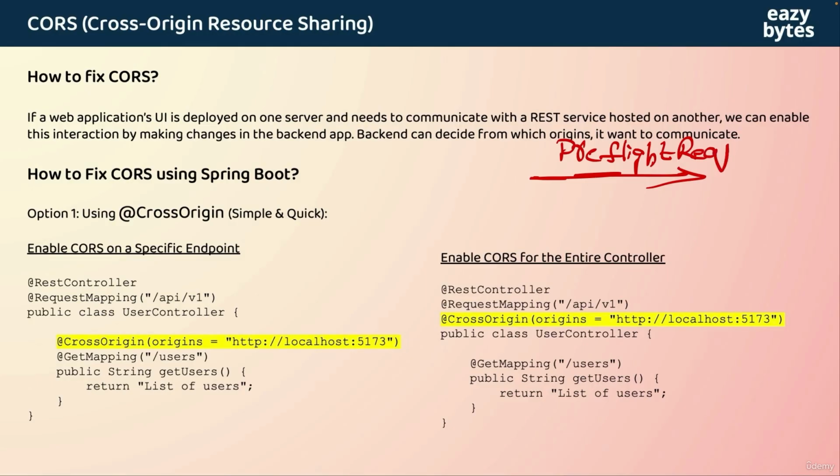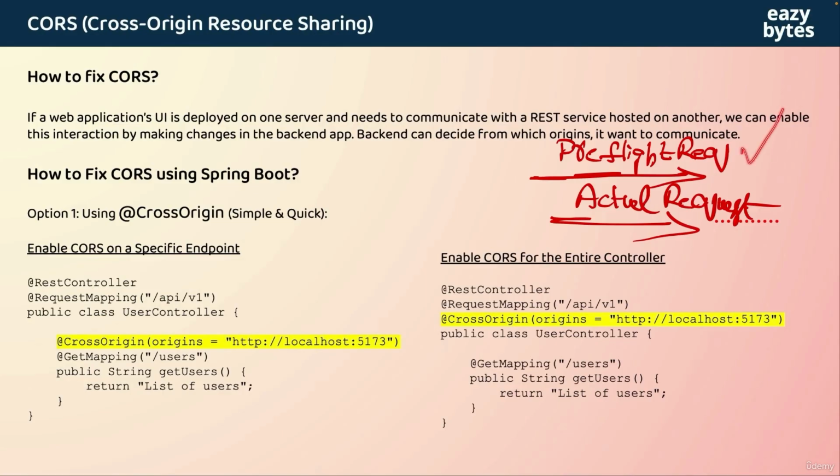As part of this pre-flight request, the browser is going to ask the backend server, are you fine to communicate with so-and-so application? To this pre-flight request, as a response, the backend application is going to send some headers inside the response. In those response headers, the allowed origin details will be present. If the allowed origin details match the UI application, then the browser is going to make the actual request to the backend application. In case there are some failures at the pre-flight request itself, then you're going to get a CORS error inside your browser.